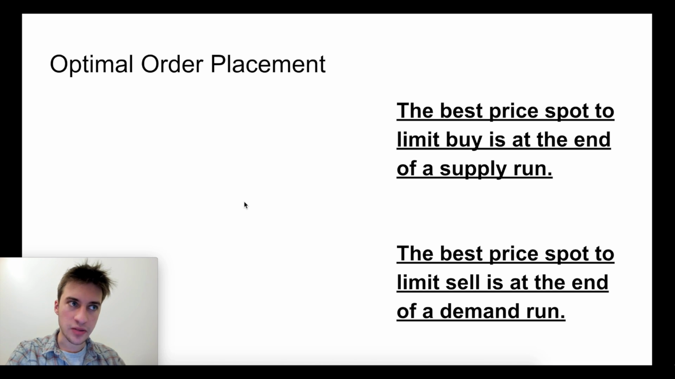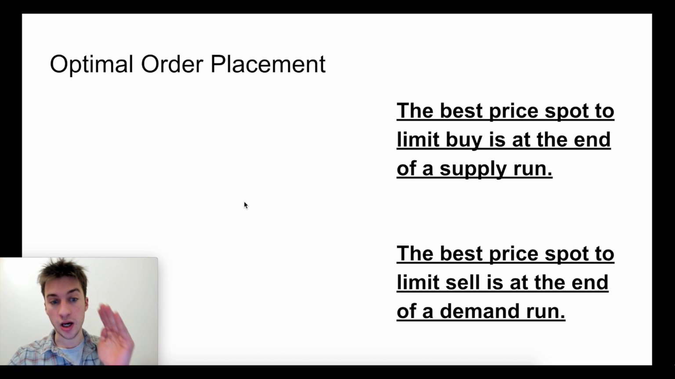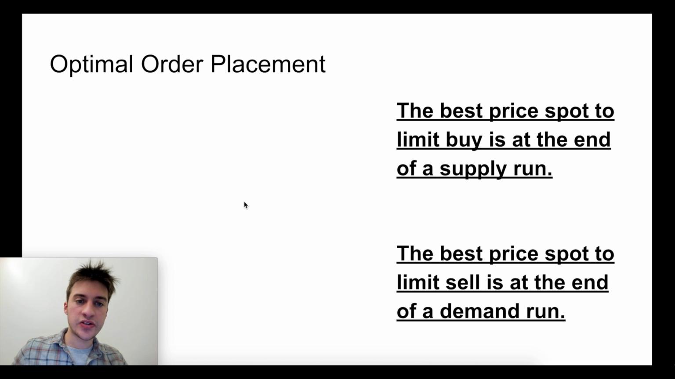You can also just think of a demand run as a very, very short-term uptrend. It's a short-term uptrend until the uptrend stops and either turns into a supply run, and you get something like this. Or a demand run turns into equilibrium and then either resumes the demand run or turns into a supply run. That's really what we're talking about.